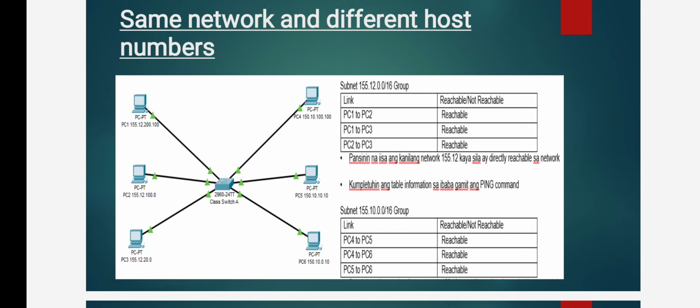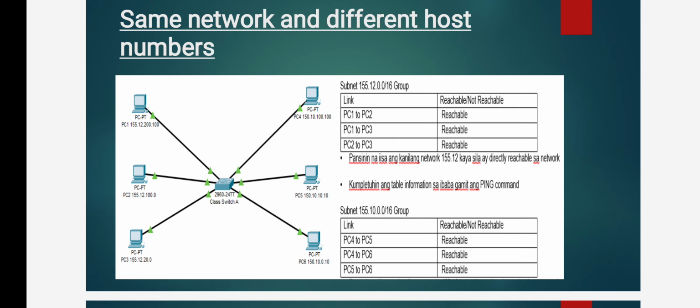Subnet 155.12.0.0/16 group. The link are PC1 to PC2. It is reachable because PC1 and PC2 are in the same network. Why? They are class B. The network part of class B is the first octet and second octet. So the network part of PC1 and PC2 and also PC3 is 155.12, and the host part is 0.0.